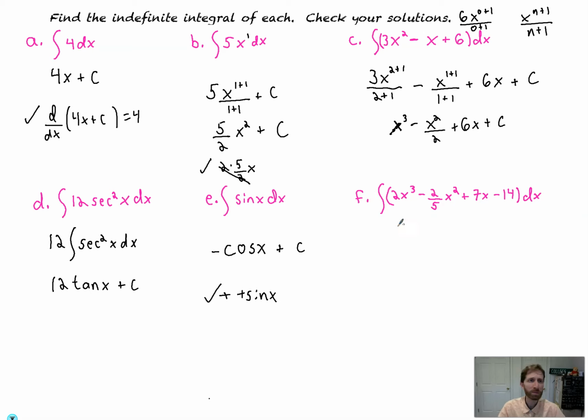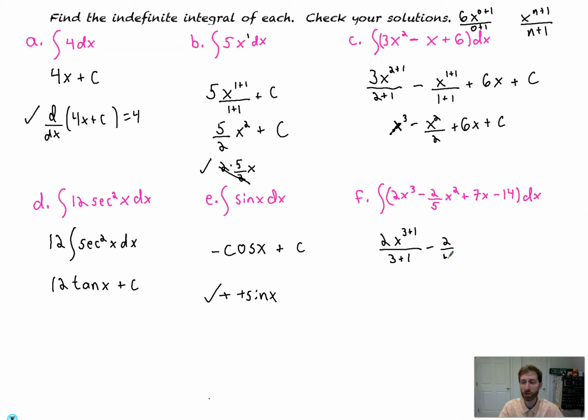All right, last but certainly not least, the integral or antiderivative of that juggernaut. Take it a piece at a time. So 2x cubed, that we're going to add 1 to, so you get 2x to the 3 plus 1 all over 3 plus 1. Okay, that's term number 1 down.